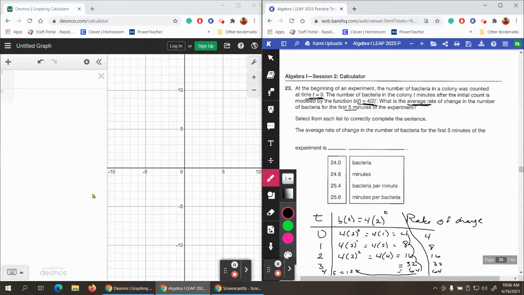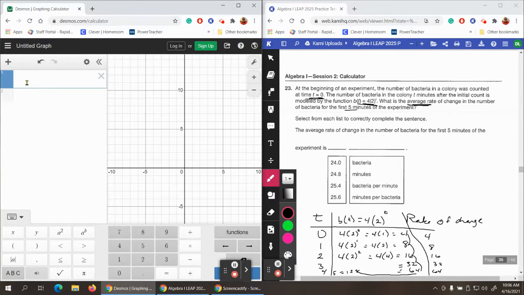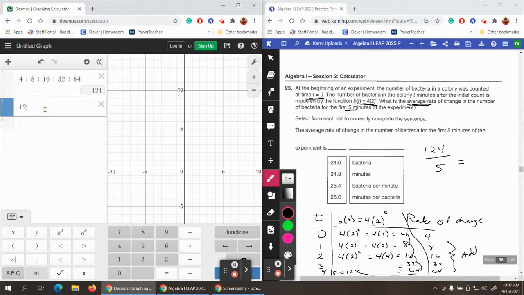So what I'm going to do is, you can just use the regular calculator if you want to, or you can still use Desmos. 4 plus 8 plus 16 plus 32 plus 64. All right, so that gives me 124. Whenever I add all these up, I'm going to take the average. So there's 5 of them, and I will take 124 and divide that by 5, and I get 24.8, which is my answer here. Then it wants the units.